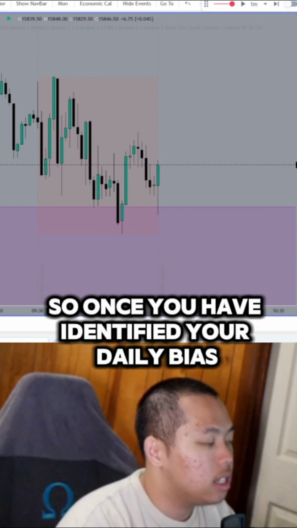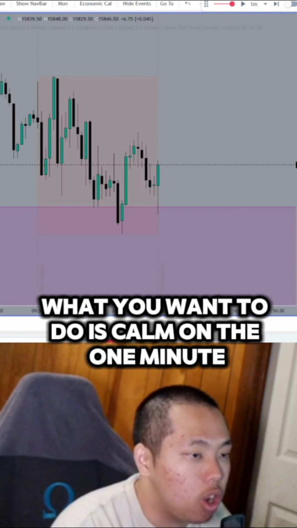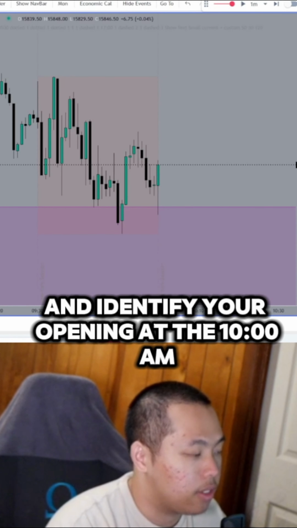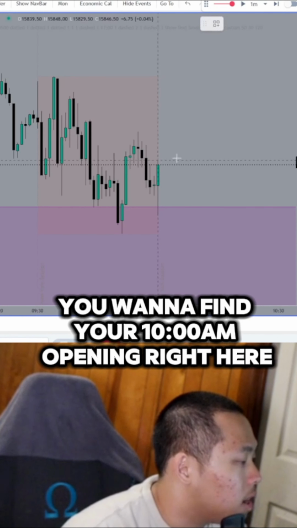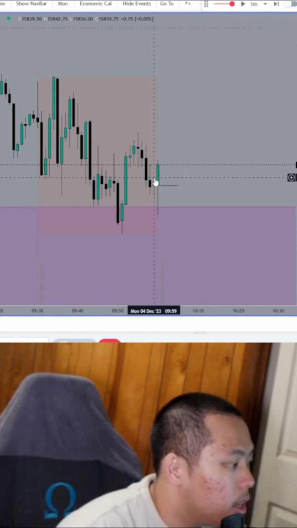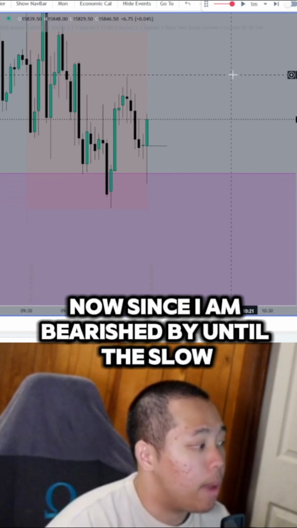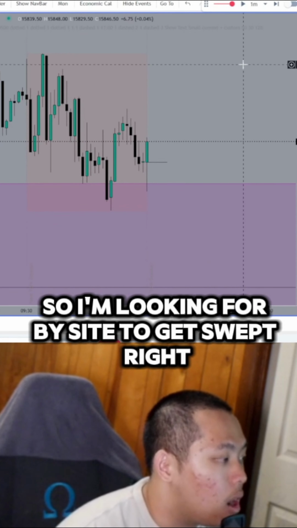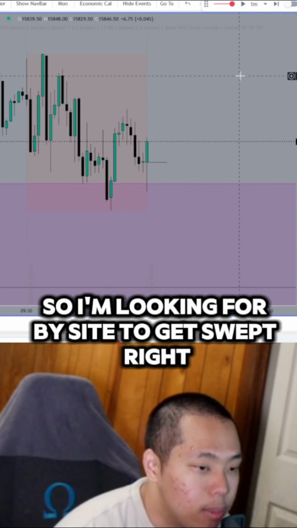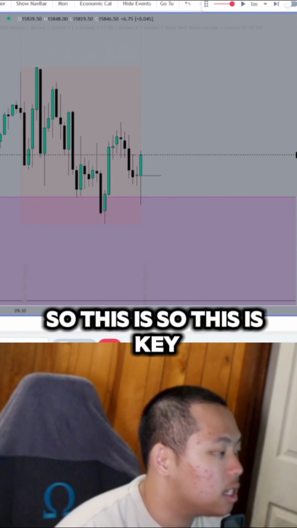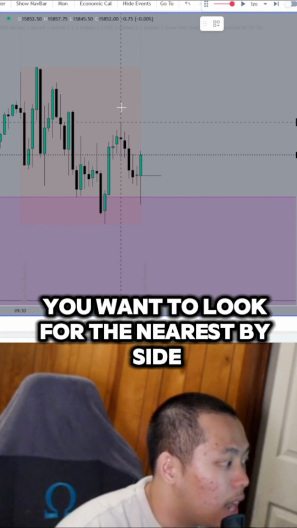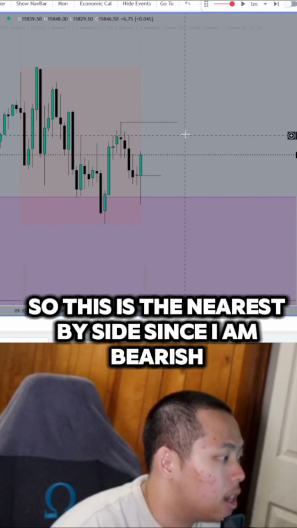So once you have identified your daily bias, what you want to do is come on the 1 minute and identify your opening at the 10 a.m. So right here, you want to find your 10 a.m. opening. Now, since I am bearish bias until this low, I'm looking for buy side to get swept, right? So this is key. You want to look for the nearest buy side. As you can tell, this is the nearest buy side since I am bearish.